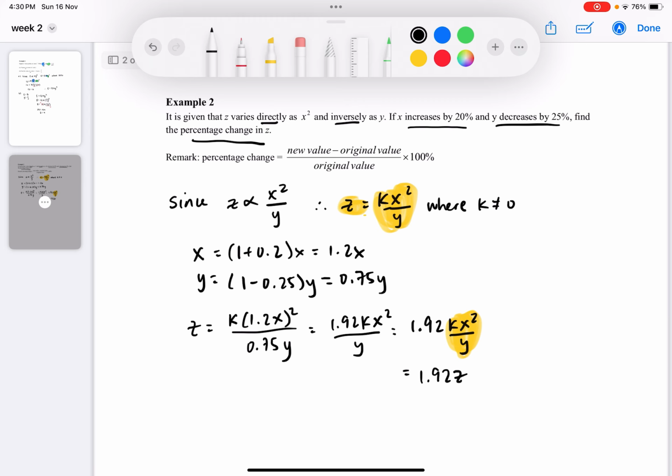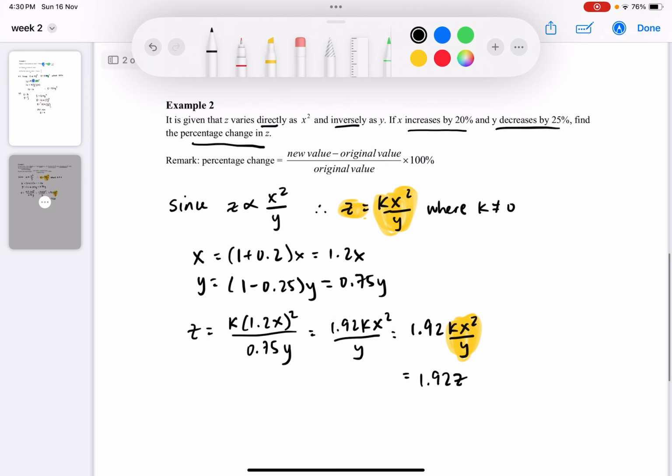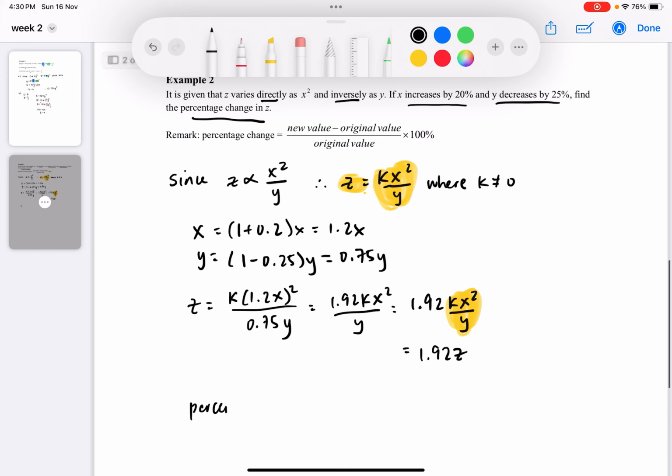So in here, we can use the equation: percent change would be 1.92 Z minus Z over Z. Z will be our original value, and this 1.92 Z is our new value. So I'll color it. This is new value, green. And then pink will be the original value. And then we can multiply by 100.